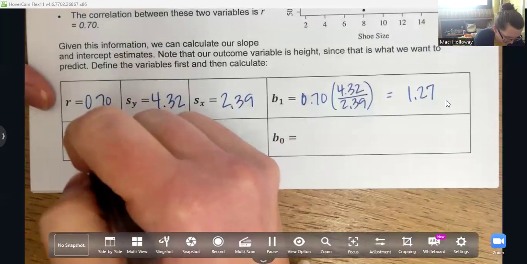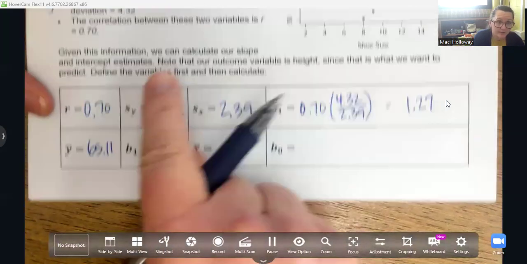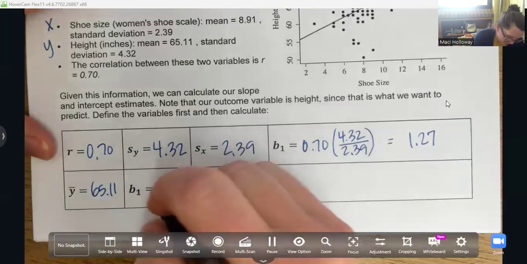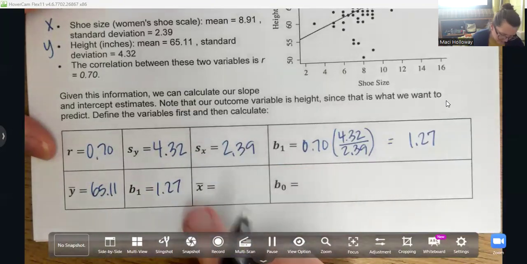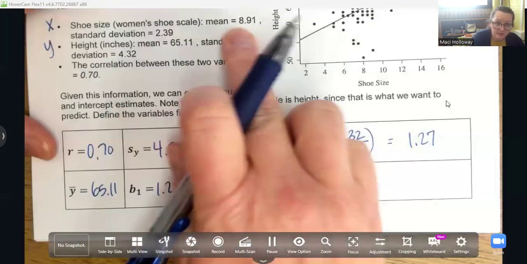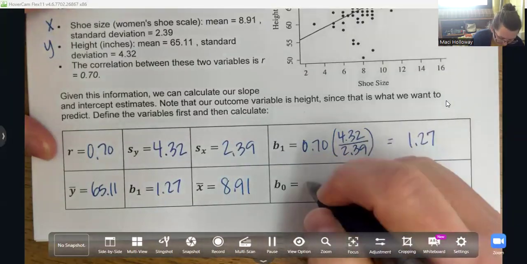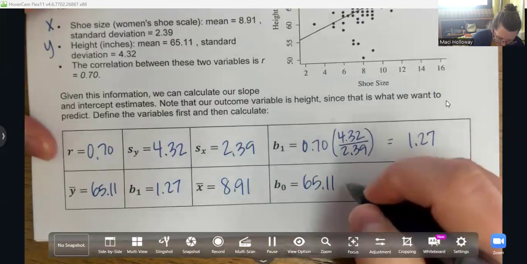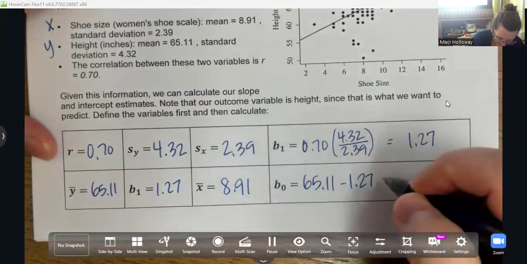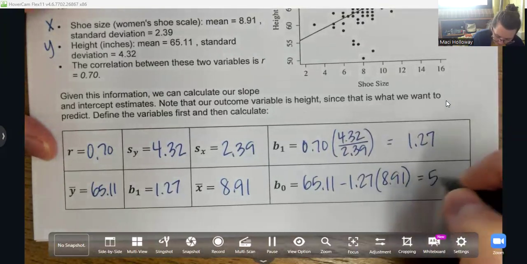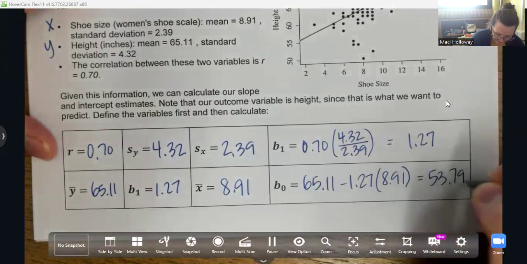So our y bar is 65.11. I just got that from here. And then our slope we just found was 1.27. Our x bar, which is up here, is 8.91. And then let's calculate 65.11 minus 1.27 times 8.91. And that gets us a value of 53.79.